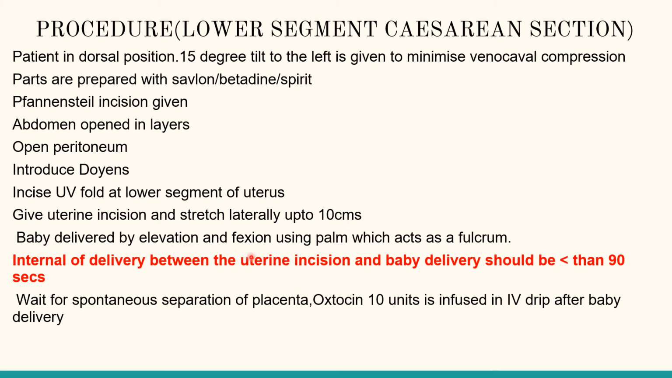Baby is delivered by elevation and flexion using palm, which acts as a fulcrum. Interval of delivery between the uterine incision and the baby delivery should be less than 90 seconds. We wait for spontaneous separation of placenta. Oxytocin 10 units is infused in the IV drip after the baby delivery.